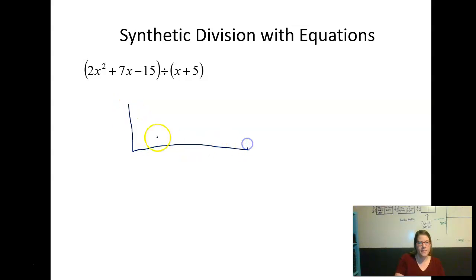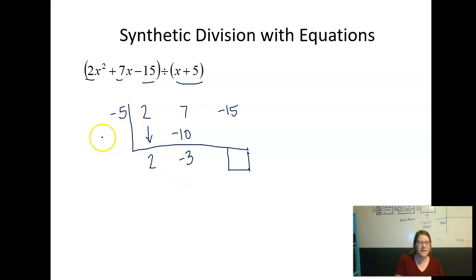So upside down box, my coefficients 2, 7, and negative 15 are going to go across the top. My remainder will be under that last number. I want the 0 from x plus 5, which would be a negative 5. And I'm bringing the first number straight down. So 2. So negative 5 times 2 is negative 10. 7 minus 10 is negative 3. And then negative 5 times negative 3 equals 15. And negative 15 plus 15 is 0. So this one has no remainder.